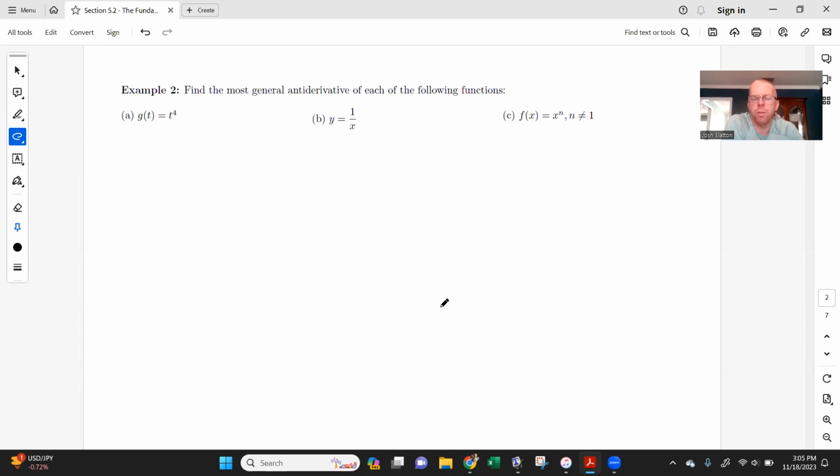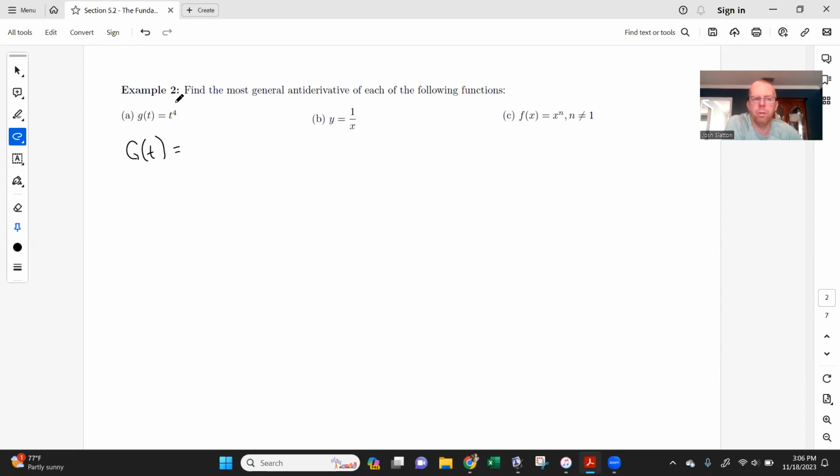Now, when it says general antiderivative, we do not have limits. So like number 1, the limits of integration were 0 to 1. When we talk about the general antiderivative, we don't have limits. So it's just a general antiderivative. And so we'll just call this capital G of t. The derivative of capital G would be little g.